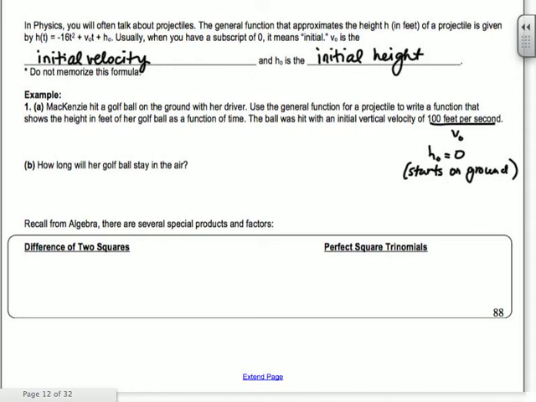Should have made this problem Caitlin. Caitlin McKenzie.